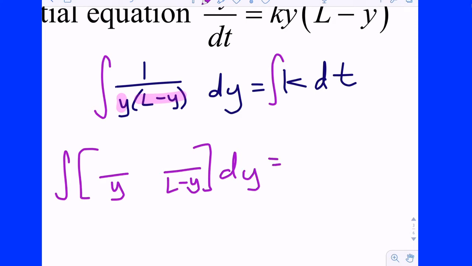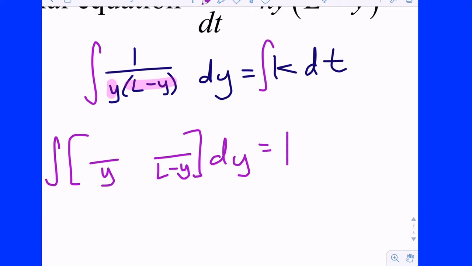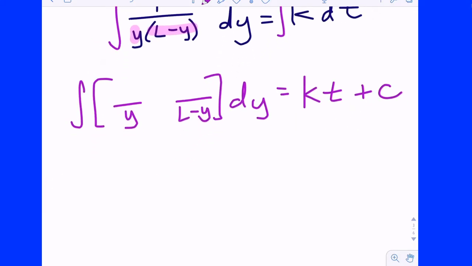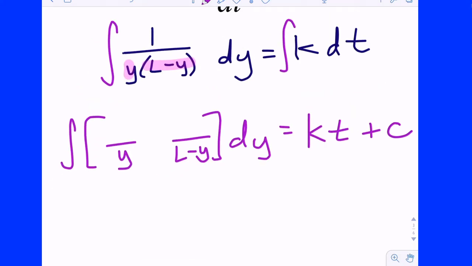Now on the right-hand side, if you want to go ahead and integrate because it's on its own separate side of the equation, you can call it kt plus c. That's fine. Get that one out of the way. A little bit less writing, or actually maybe more writing, but it's done. Okay, so we do the same thing we did up above.